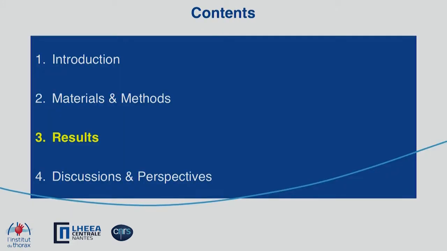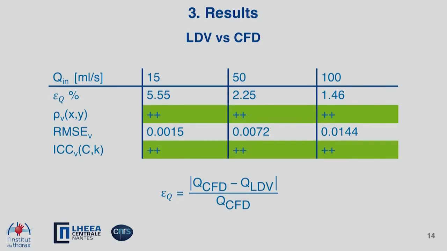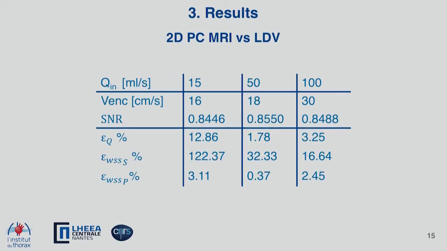Here we are with results. Briefly, the corroboration of LDV with CFD. So percentage errors were fair for flow rate, and we obtained a strong consistency and correlation. So we can skip to the comparison among PCMRI and LDV results. The influence of noise for 2D results was fair. Concerning the percentage error, they were fair too, with exception of the Stalder method.